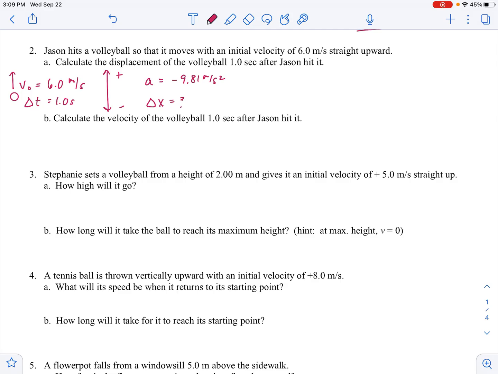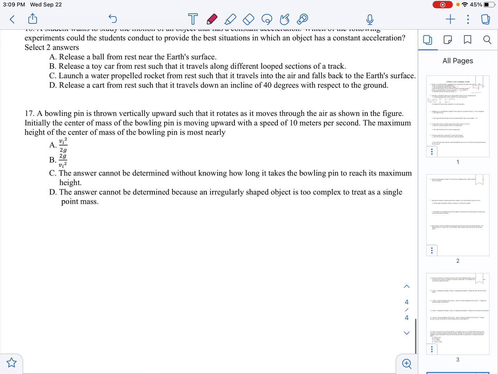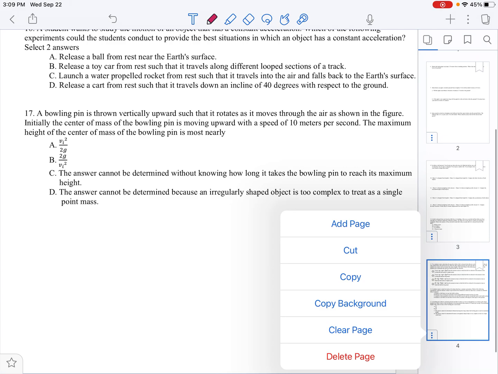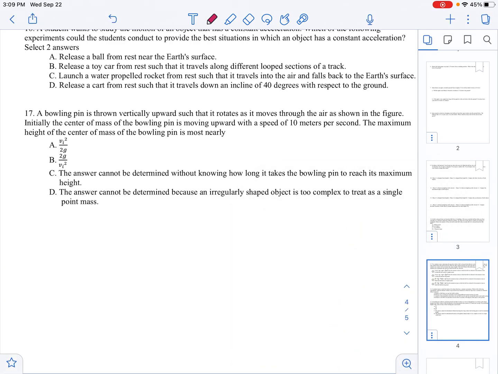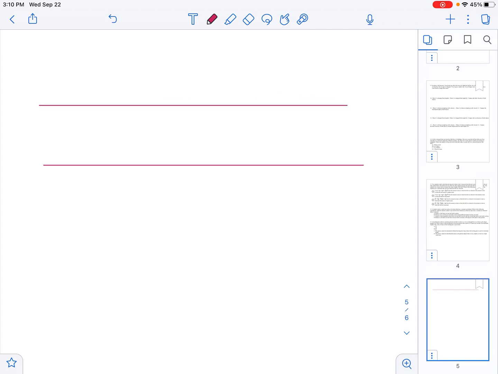What I'm going to do before I proceed any farther is add a page here, and I'm going to write down my kinematic equations. I'm also going to think about which variables are included in each equation and which is not included.